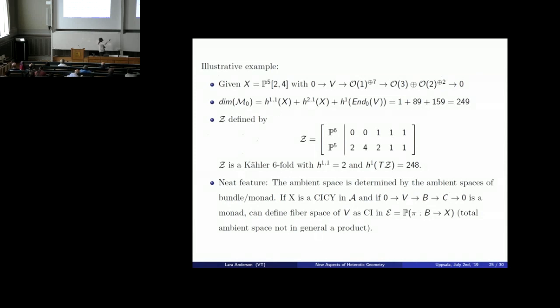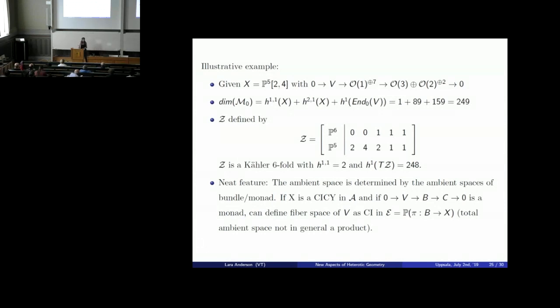And in a simple case like this one, you can show that the description of the projectivized total space can be written as a complete intersection of 5 equations in P6 times P5. This is not a Calabi-Yau because of the form of the fibers. This is a Kähler sixfold with H^{1,1} equals 2, and H^1 of its infinitesimal tangent space equals 248.